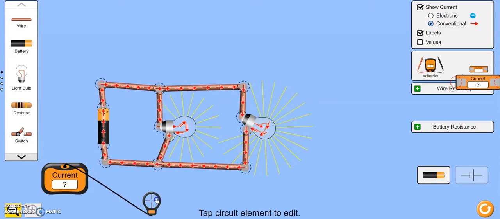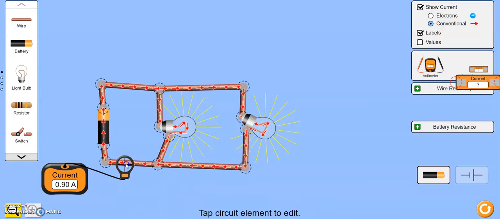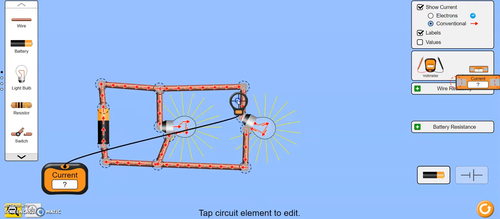If we increase this one also to 20, what we'll notice is that the current's lower everywhere. So 0.9 amps, because we've doubled the resistance. However, here it's still 0.45 and 0.45 again.